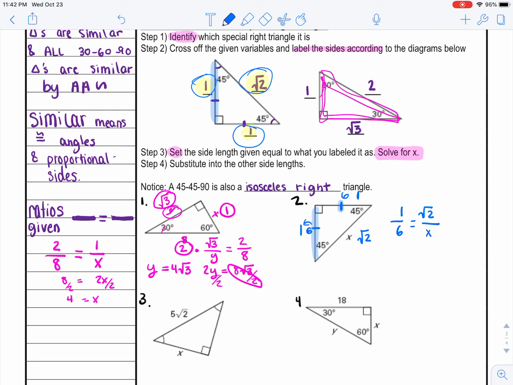Yes, there's a radical in our proportion, but we solve using the same method, cross multiply. 1 times x is simply x, and 6 times radical 2 is 6 radical 2. X equals 6 radical 2. It's a one-step equation, and we're done. And in fact, our radical is already simplified for us.